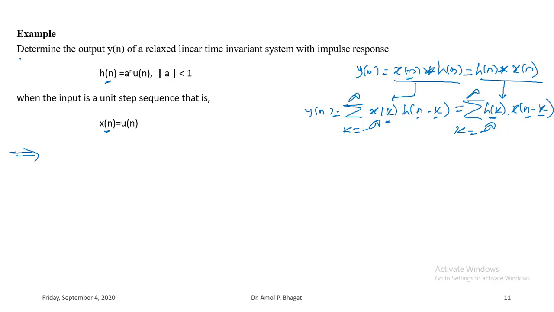So again in this example you have to determine the response y of n of a relaxed time invariant system whose impulse response has been given, and the input sequence is given as the unit step sequence. If it is not specified, then it will be stated in this statement itself. The input is unit step. Unit step means u of n, and you know that u of n is 1 for n greater than or equal to 0, and it is 0 otherwise. So for negative values of n it is 0 basically, right? And for positive values of n, it is 1, right?